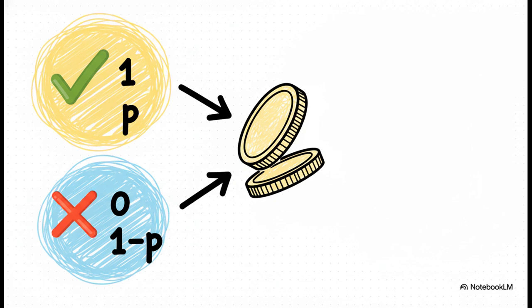Okay, so what we're looking at here is how we actually label these things in math speak. We just call one outcome success and give it the number 1. The other we call failure, and it gets a 0. The probability of success we just call p. And since there are only two options, the only other option is failure, so its probability has to be whatever's left over, which is just 1 minus p.